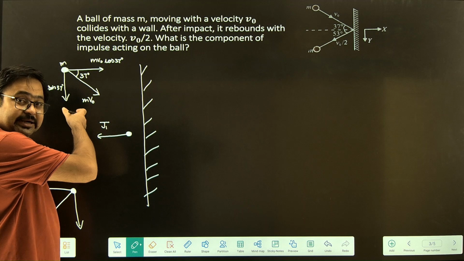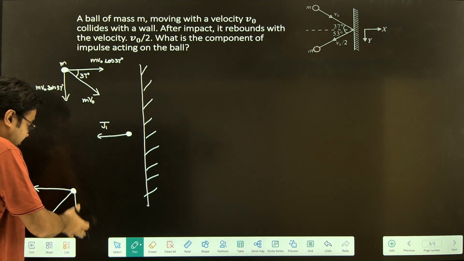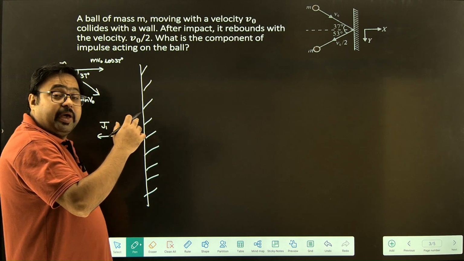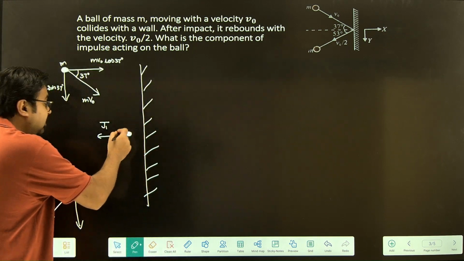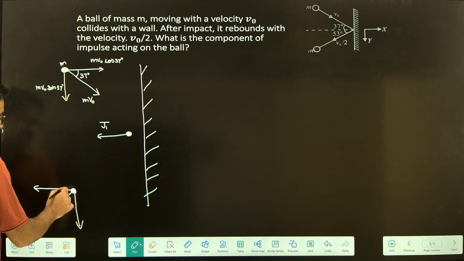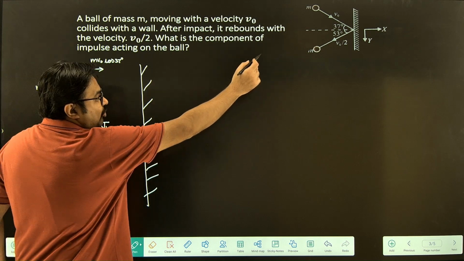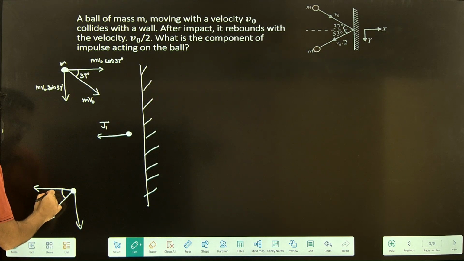Before collision it was going down, and after collision also it's still going down. But along the x-axis, the ball was moving towards positive x. After collision, the ball is now moving along negative x. The angle it makes with the x-axis after collision is 53 degree. That's given in the question. So we will write that as 53 degree.